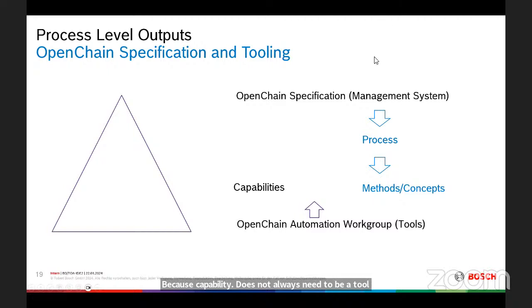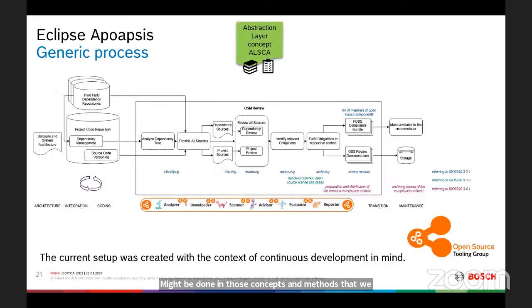On the other side, and this is now the idea also for Eclipse Apoapsis, to go top down with the specification. We say, okay, the specification requires us to do some things, so we need some kind of process, and this process might differ, but I would guess, by my observations, that we have a lot of things in common in all our organizations, so that ideally we could have a generic process. And also the tailoring in this process might be done in those concepts and methods that we refer to from this process.